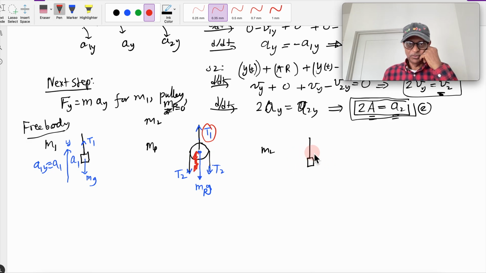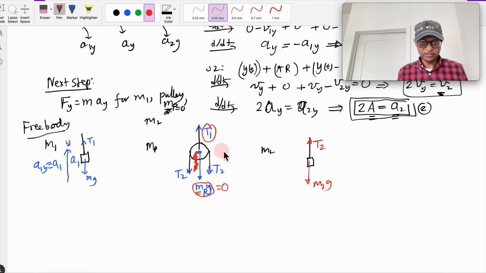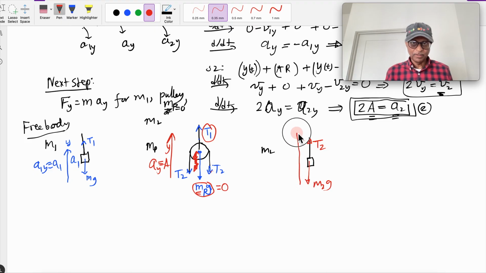Okay. So over here, this is string, so it's going to be T2 and M2g. Now this is going to be 0 because the mass of the pulley is 0. So let's say acceleration with y-axis this way, and A_y we're writing as capital A. Y-axis this way, A2y we're writing as A2. Okay, let's write all this.